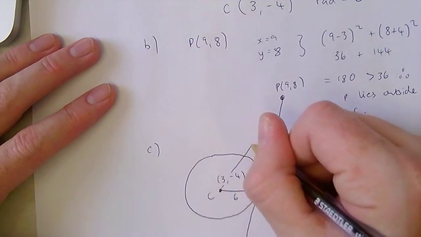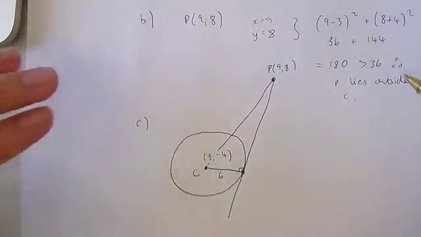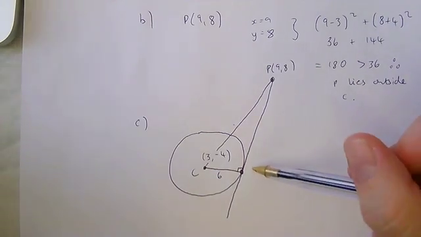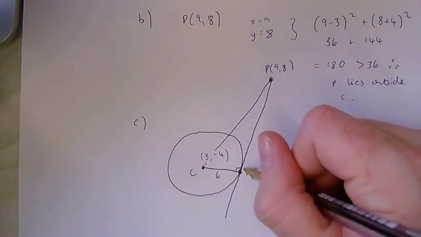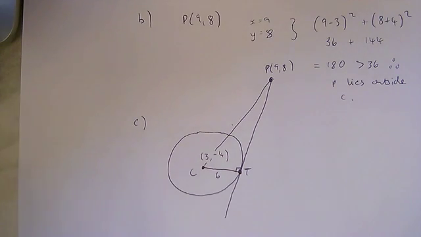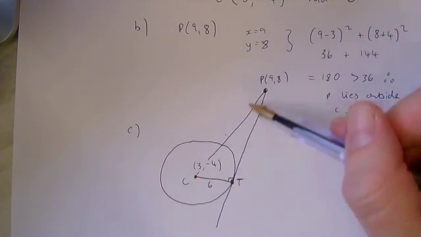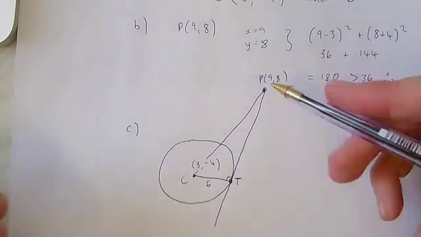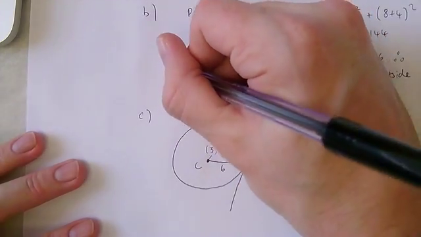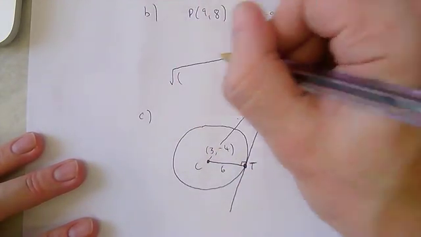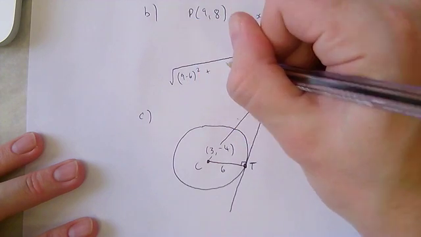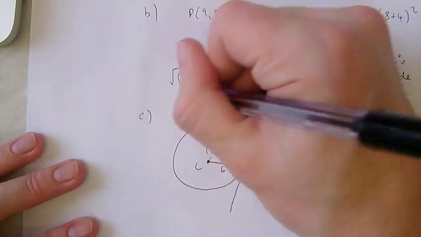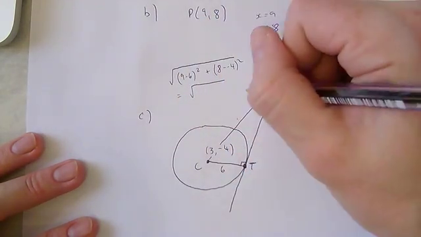I then need to work out either one of these sides here. I can't work this one out because I don't know what the value of t is. However, I can find this because I know what the centre C's coordinates are, and I know what these points are here. So I'm going to do that by using Pythag. I'm going to do the square root of the difference in x squared, so 9 take away 3 squared, plus the difference in y squared, so 8 take away minus 4 squared.